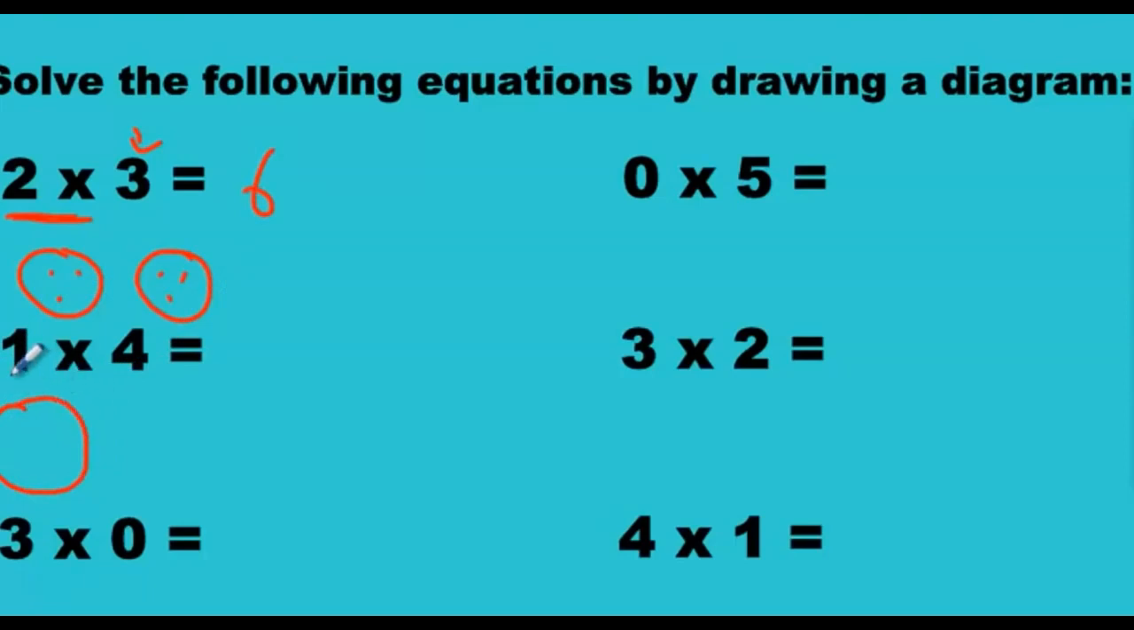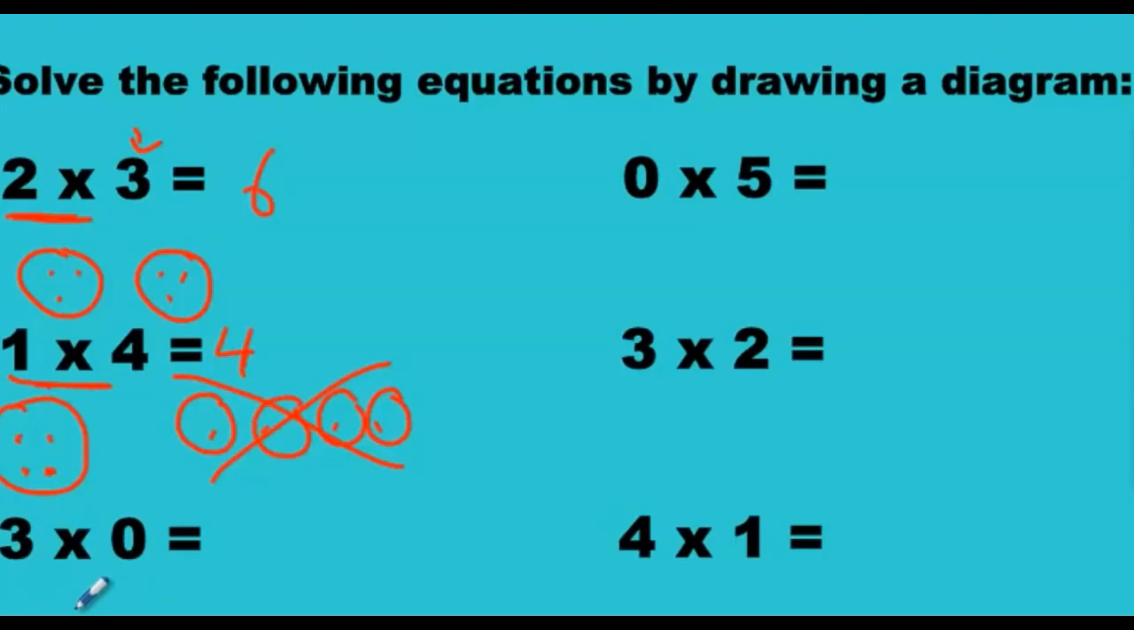Second one, we have 1 times 4. So we have 1 group, and we're going to put 4 in each of them. Now, if you made 4 groups, and you put 1 in each one, that's wrong, because you have to make 1 group. It doesn't change your answer. Answer's still 4. Whether you do it this way or this way, you still get 4 dots. However, this is important. You need to be able to represent it properly.